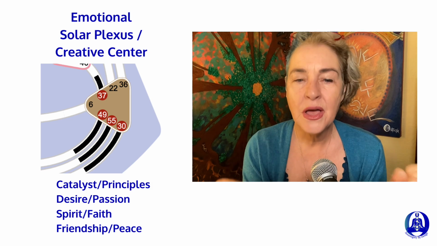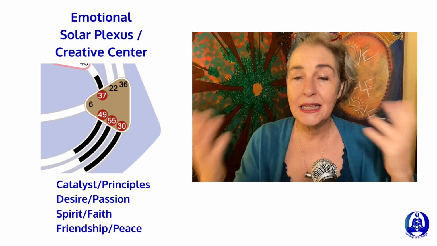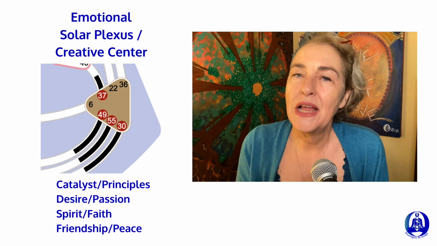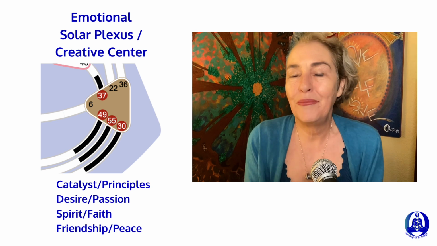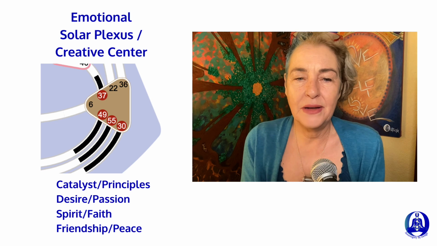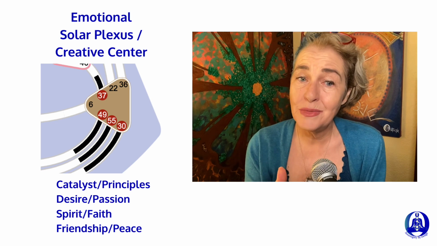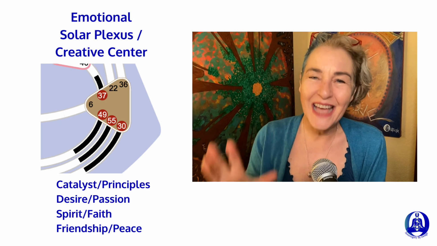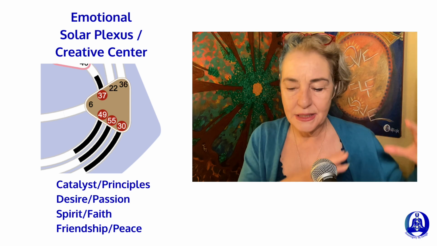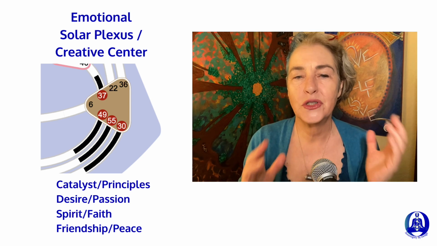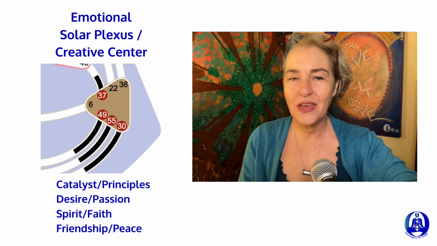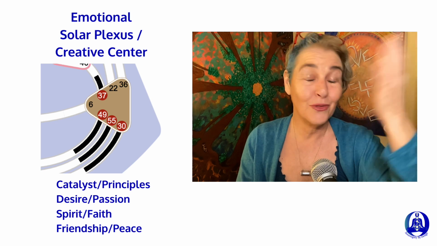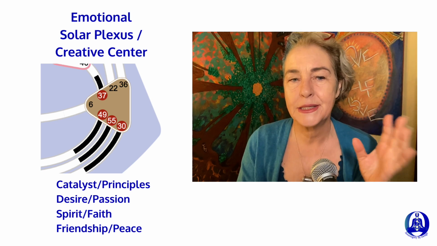And those themes are here as the catalyst and principles, which is the 49, desire and passion, which is the gate 30, spirit and faith, which is the gate 55, and friendship peace, which is the gate 37. So the first name here is traditional human design, and the second is quantum human design. So every year around this time, the sun moves through these gates of the emotional solar plexus. And as I mentioned a minute ago, the gate 36 is also lit up right now by Neptune, right? Has been lit up, will continue to be lit up. So we've got a lot of emphasis happening here.